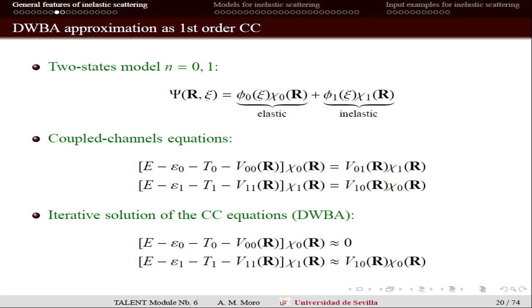And this V01 is the transition potential, the potential that tells us how easy it is to go from the ground state to the excited state. So this is the term that couples the solution of the elastic scattering to the inelastic scattering. And we have, of course, the equation for the inelastic scattering that is coupled to the one of the elastic scattering.